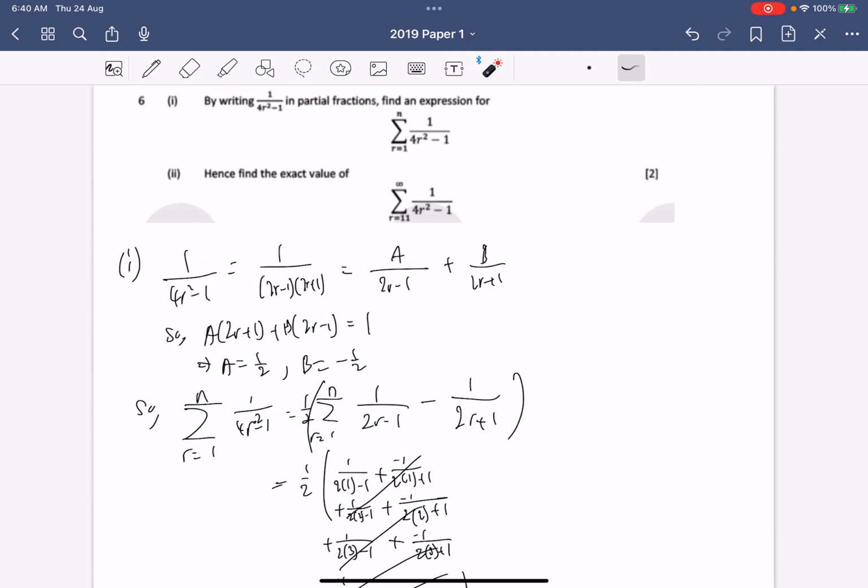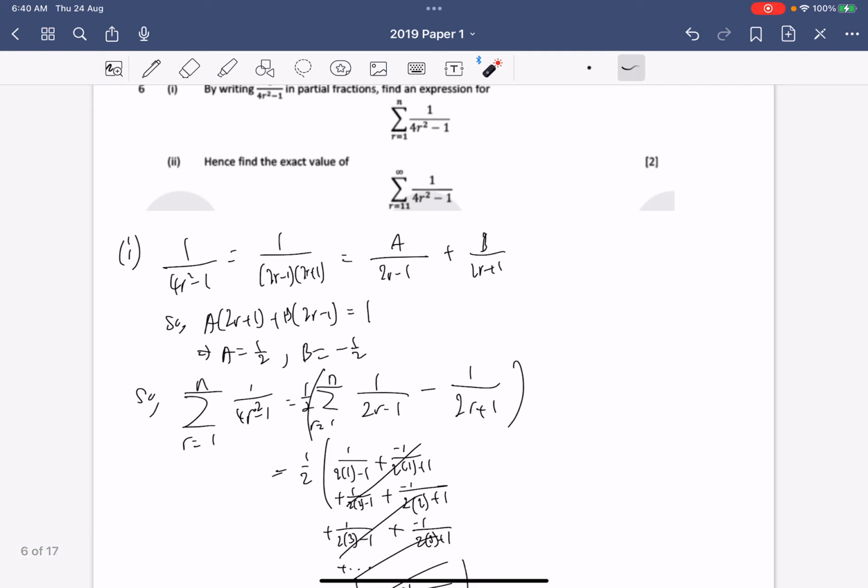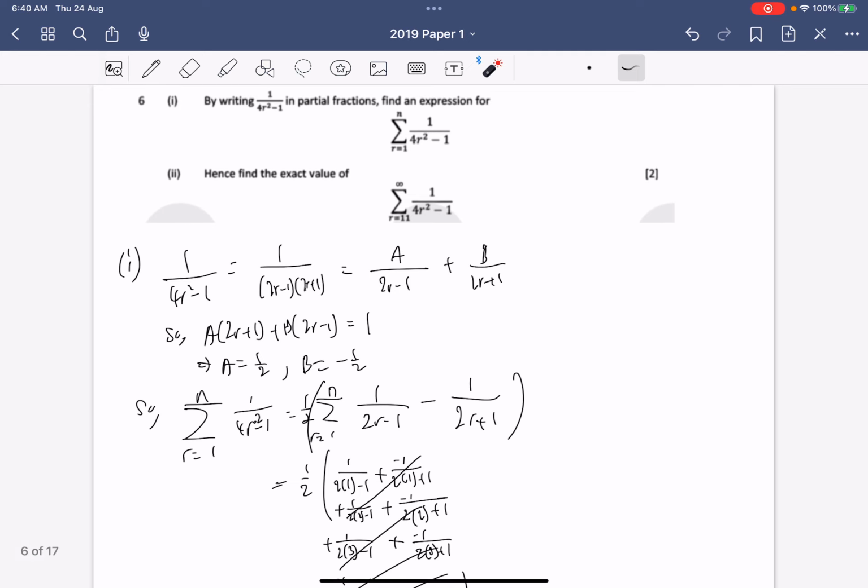The next part asks us to write 1 over 4r squared minus 1 in partial fractions, and we're supposed to find the expression for the sum. So 1 over 4r squared minus 1 is 1 over (2r minus 1)(2r plus 1). So in this case, it's just A over 2r minus 1 plus B over 2r plus 1. So to do the partial fractions, you just do the cover up rule or any method that you want. And you should be able to get A equals a half and B equals minus half.